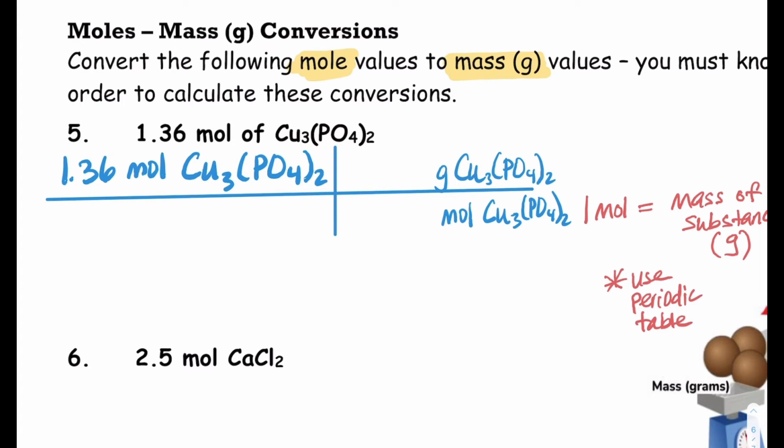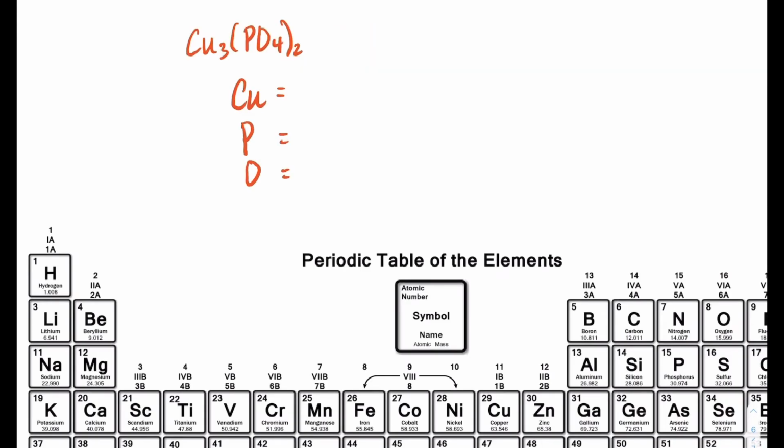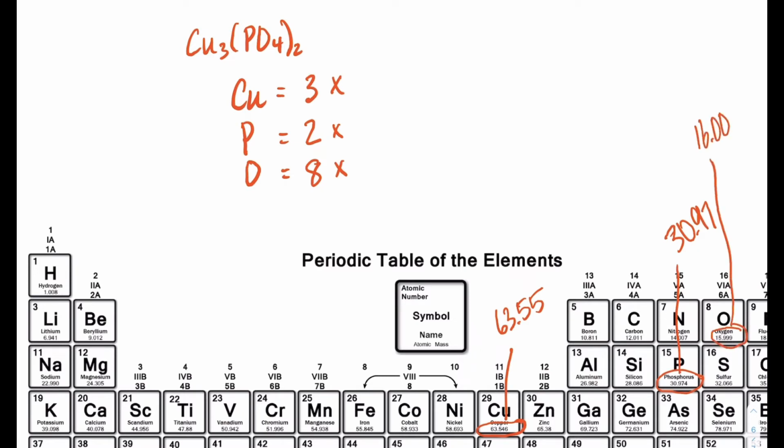Let's use the periodic table to look up the molar mass of copper 2 phosphate. In copper 2 phosphate, we have 3 atoms of copper, 2 atoms of phosphorus, and 8 atoms of oxygen. The mass of copper is 63.546. We're going to round that to 63.55. The mass of phosphorus is 30.974. We're going to round that to 30.97. And the mass of oxygen is 15.999, and we're going to round that to 16.00.